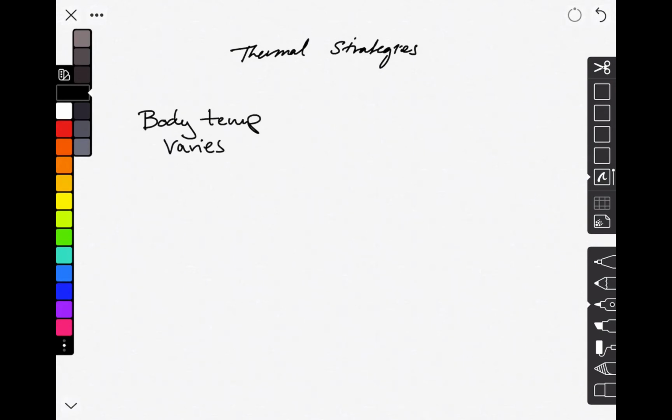I wanted to review thermal strategies. And thermal strategies sort of split into several categories. One of those is that the body temperature varies. And the other is that the body temperature is static.